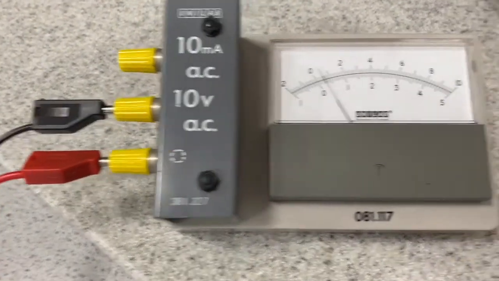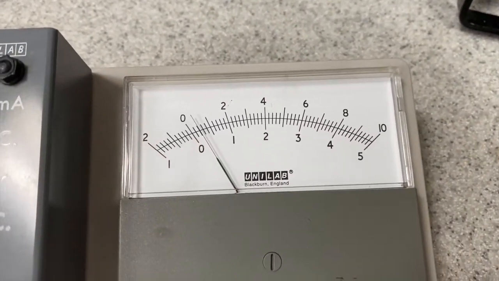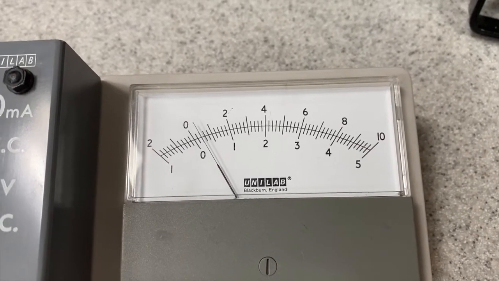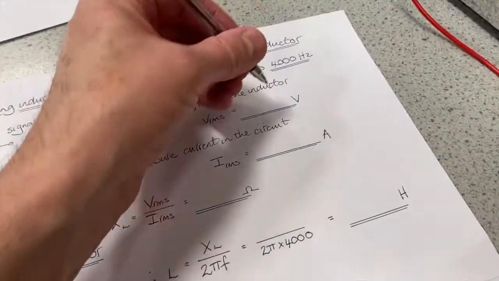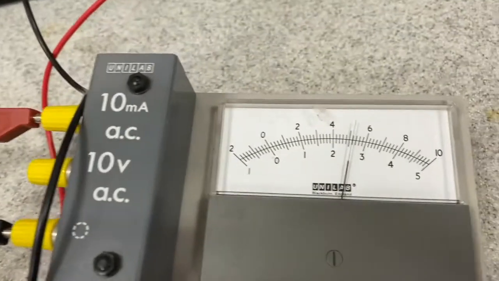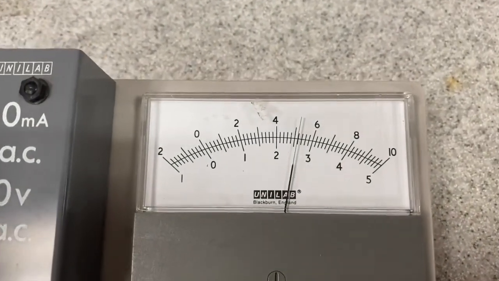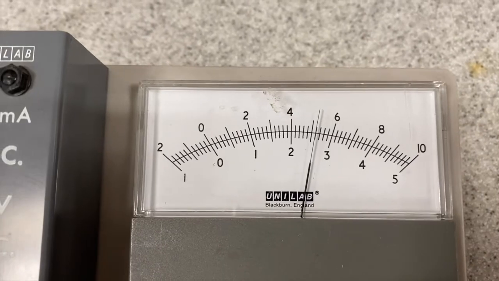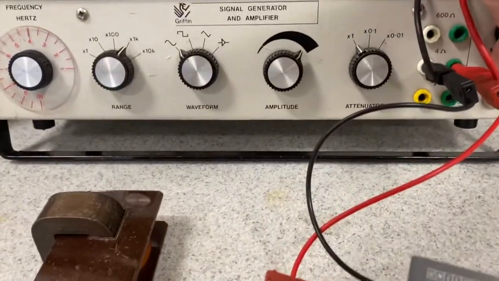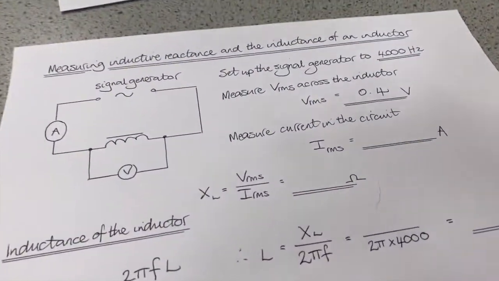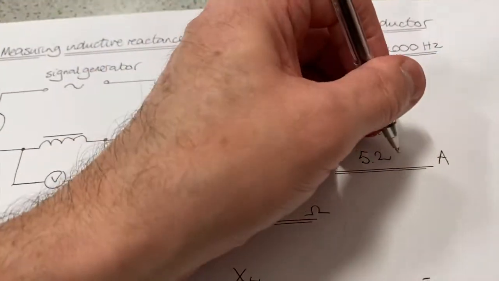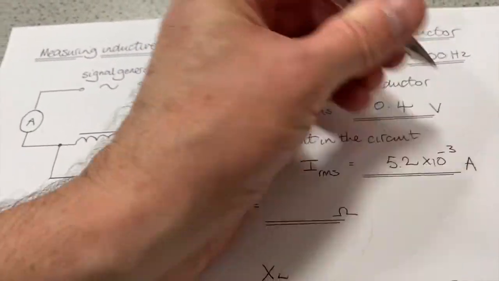And we're up to 10 volts here. That was the only shunt I could find, so it's about 0.4 volts. 0.4 volts. Let's add that on. And the current is about 5.2 milliamps. 5.2 milliamps. Let's turn that off. 5.2 times 10 to the minus 3.